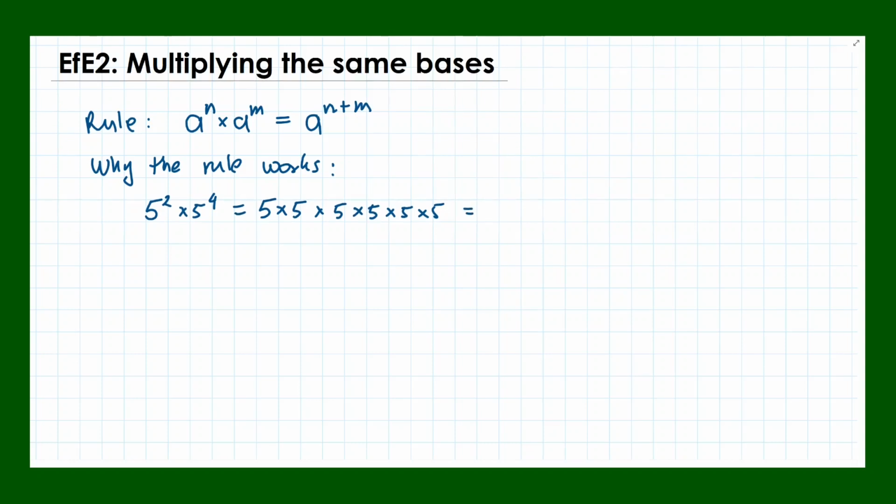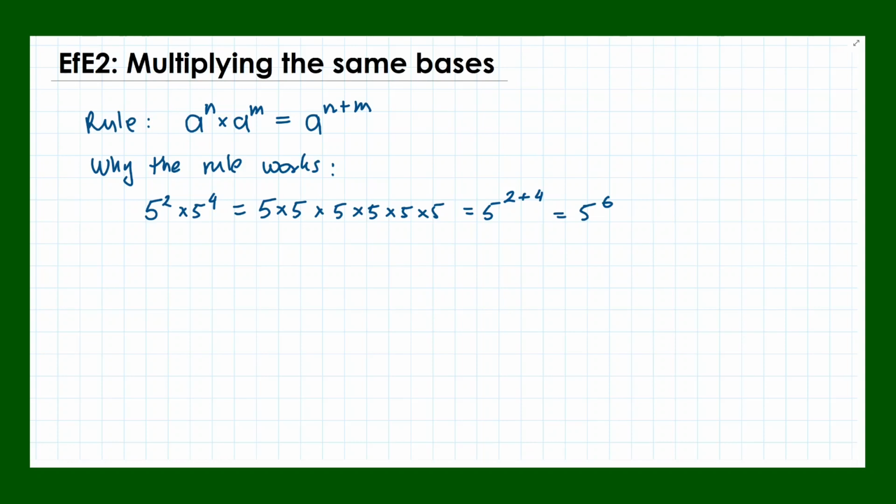Now, what's actually going on in here? Again, we've got the same base multiplied by itself 1, 2, 3, 4, 5, 6 times. So it's multiplied together twice plus 4 times, which makes it 5 to the 6. So that's the intuition, that's why these things work.